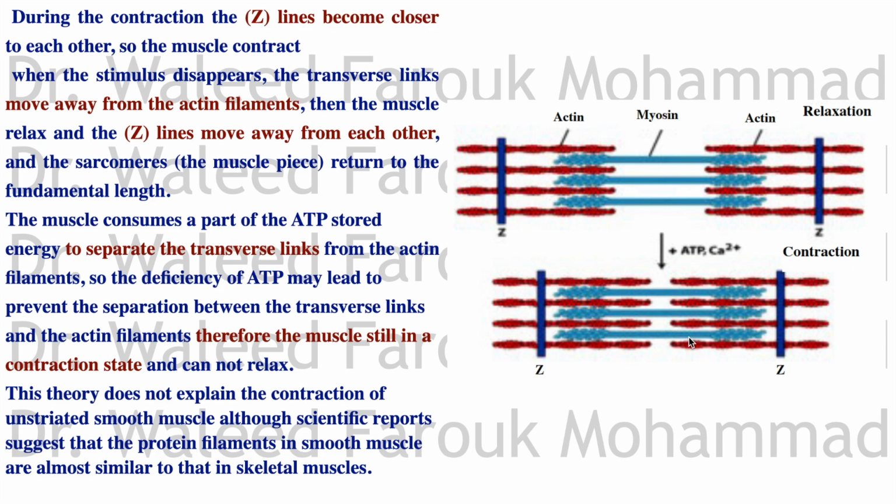Okay, now for the relaxation to happen, to separate the transverse links coming from the myosin to the actin, we need also ATP. So remember, in contraction we need ATP, and in relaxation we need ATP. Suppose this ATP is not available, the muscle will not relax. Therefore the muscle is still in a contraction state and cannot relax. Okay? Please pay attention to these points. We said that in relaxation we need ATP too. Suppose there is no ATP, then relaxation will not happen.